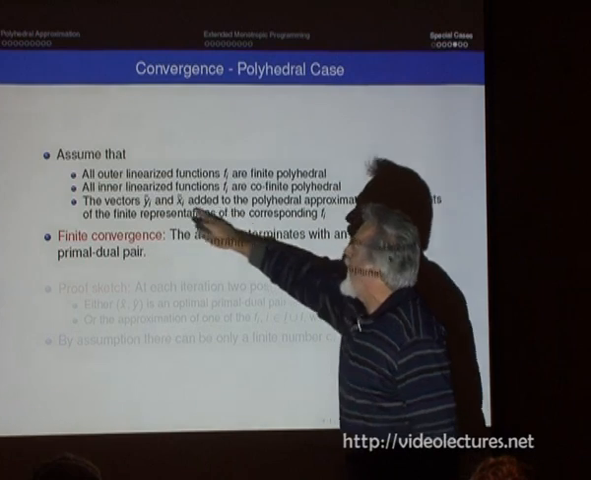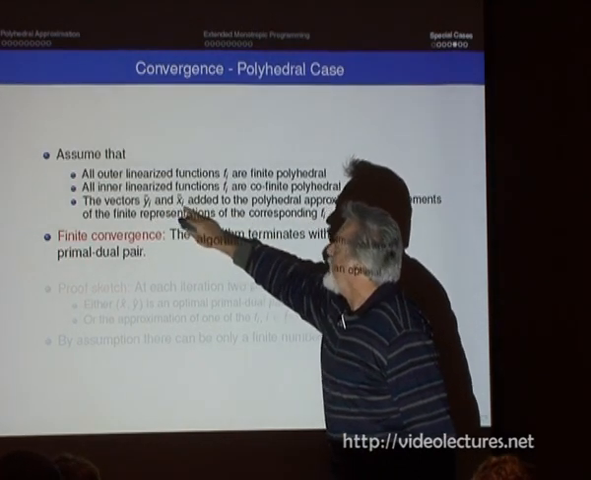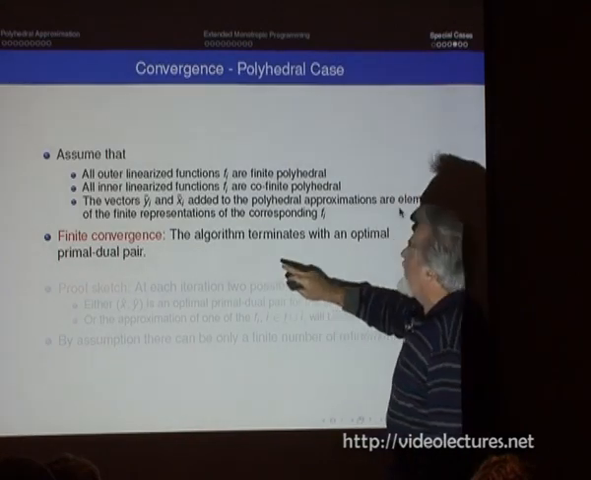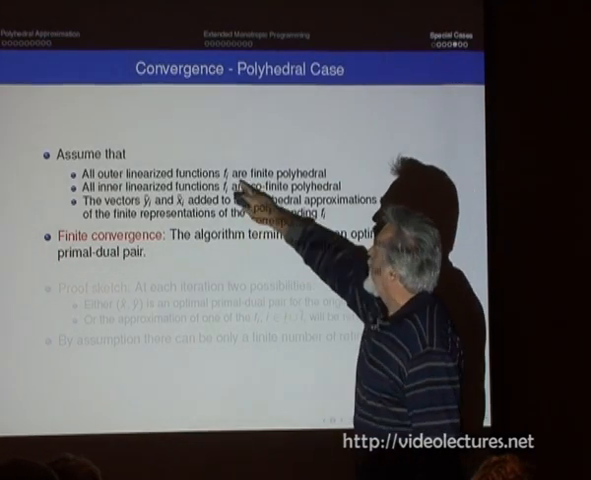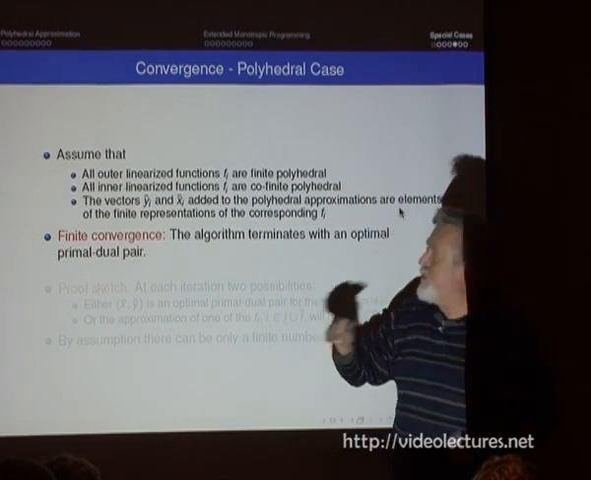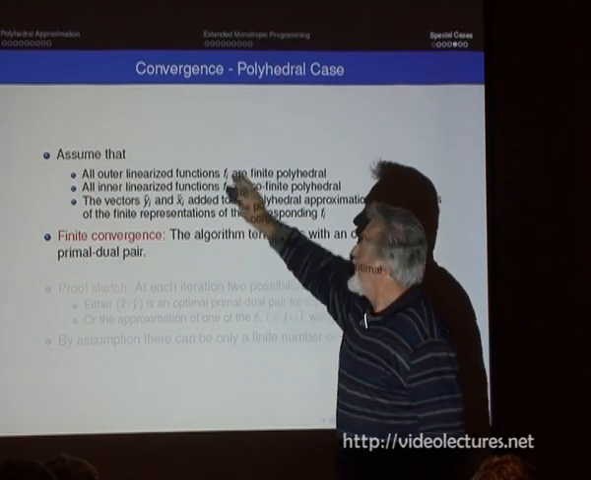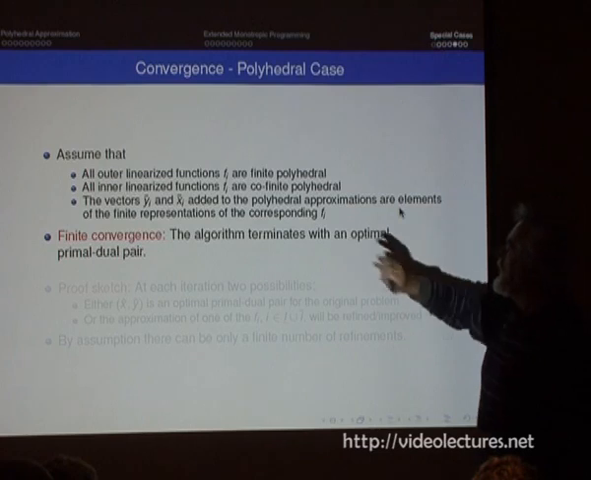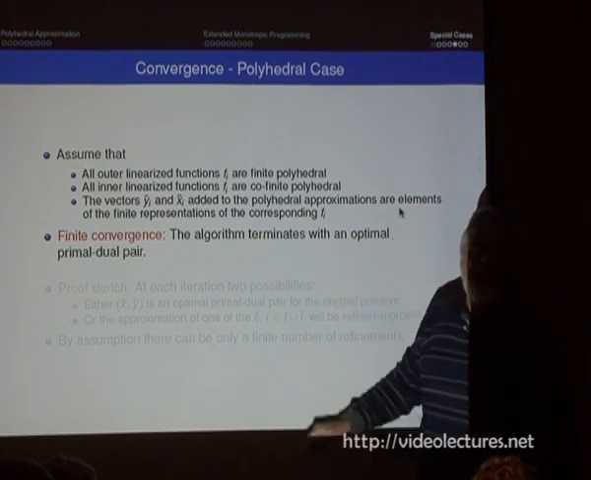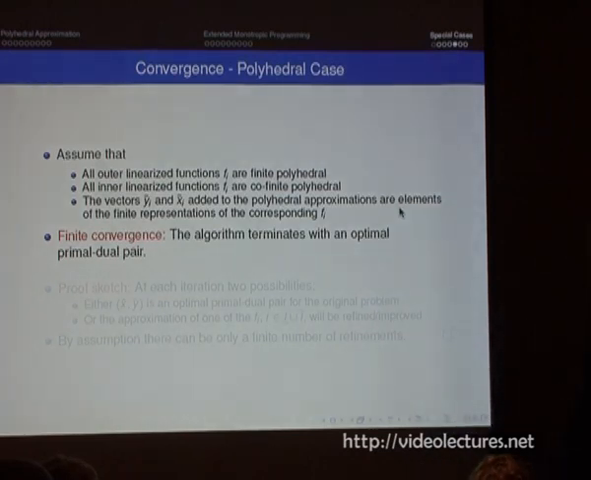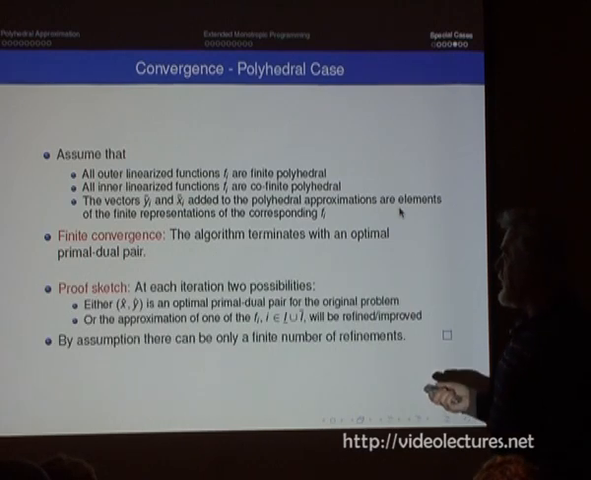And let's also require that the new refinement points that you add to the polyhedral approximations are elements of the finite representations of the corresponding Fi. This being polyhedral, they have a finite representation. So what you add, we require that they are part of this finite representation. And here's the convergence result. The algorithm terminates in a finite number of steps with an optimal primal and dual pair. And this is a special case of what I showed earlier for simplicial decomposition.